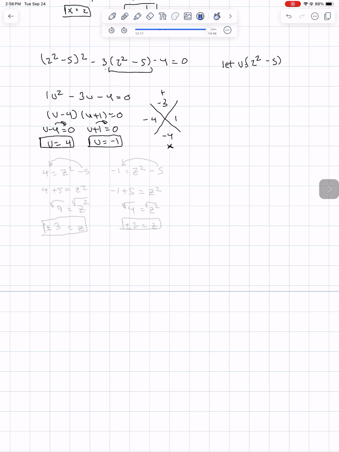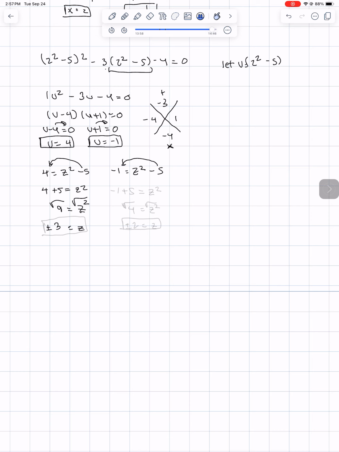So we let u, so 4 is equal to z squared minus 5. And -1 is equal to z squared minus 5. Now I want my z squared to stay positive, so I'm going to leave that guy there, but I'm going to move this 5 to the side, and I'm going to do the same here. So it's going to be 4 plus 5 equals z squared, so that means 9 equals z squared. Take the square root of both sides. So when you take the square root of both sides, you're going to get a plus or minus result of 3. Because the square root of 9 is 3.